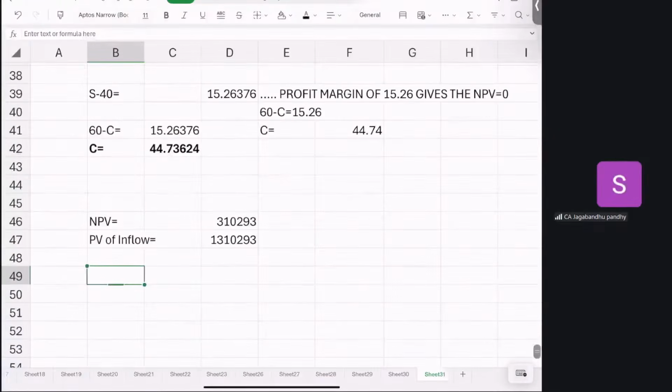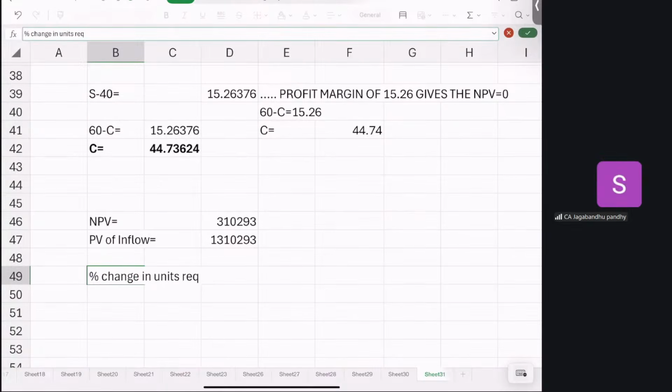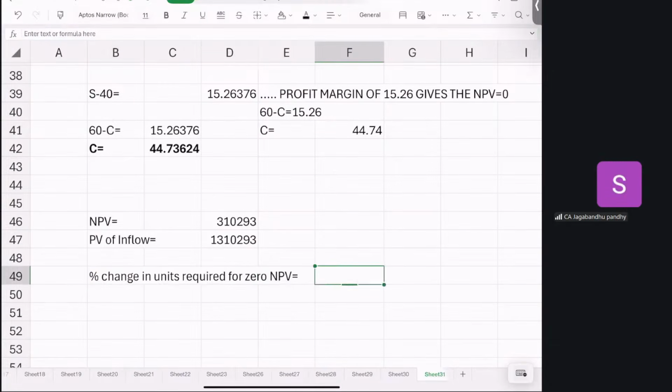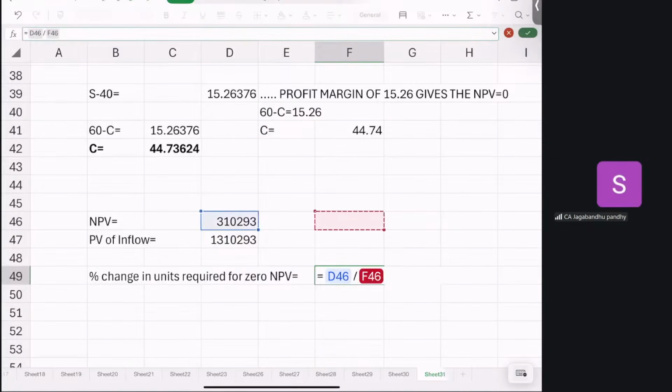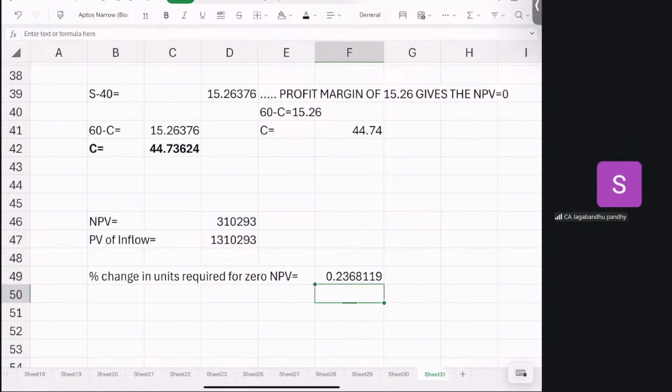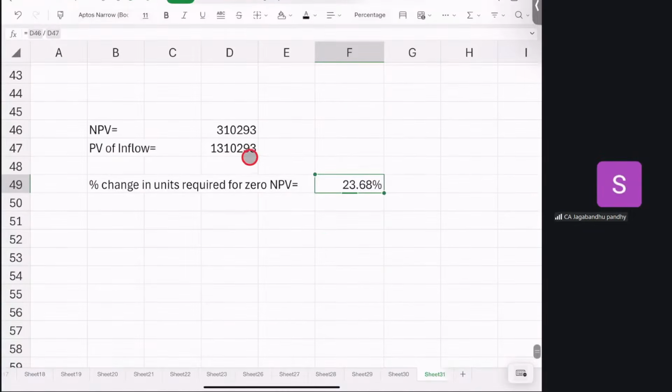So we can get this answer by simply calculating the percentage change in units required for zero NPV. This is going to be 3,10,293 divided by 13,10,293. So that's going to be 23.68, because NPV is 23.68 percent of total inflow. So if we just remove 23.68% of the PV of inflow, which is due to the units, that will obviously cause the NPV to become 0.